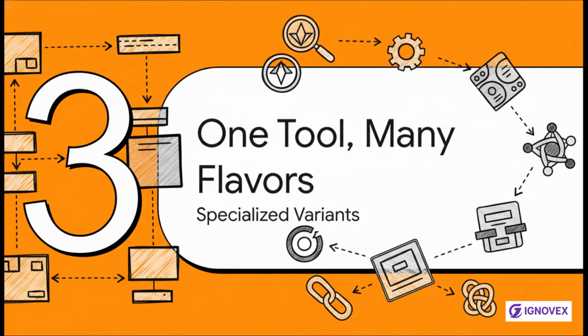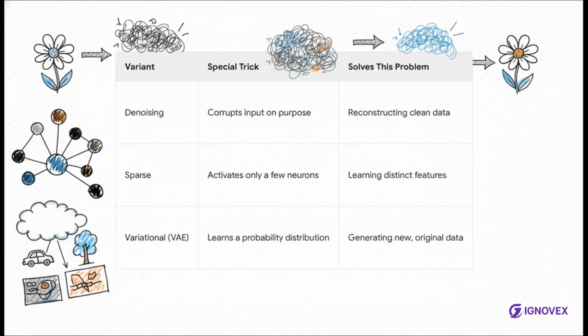Researchers have come up with a whole family of specialized autoencoders, each one with its own unique twist, designed to solve a very specific problem. Let's take a look at a few of the big ones. So, for instance, a denoising autoencoder is a bit of a tough teacher. It's intentionally fed corrupted data, like a really grainy photo, and its goal is to reconstruct the clean version.